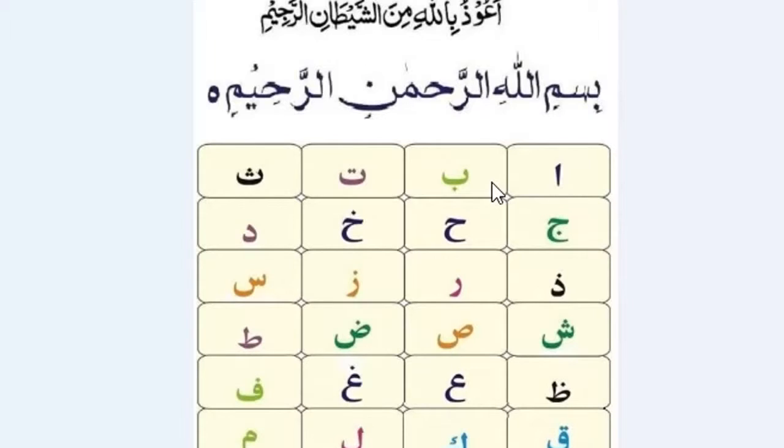Ba originates from the moist part of the lips. Ta originates with the tip of the tongue touching the gums of the upper two front teeth. Tha originates with the tip of the tongue touching the edge of the upper two front teeth.